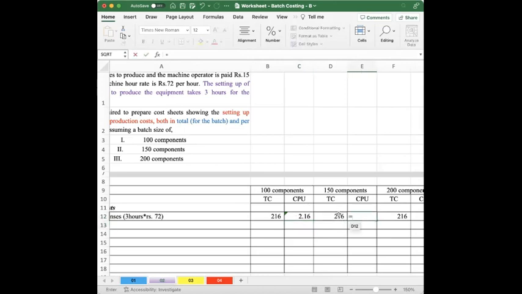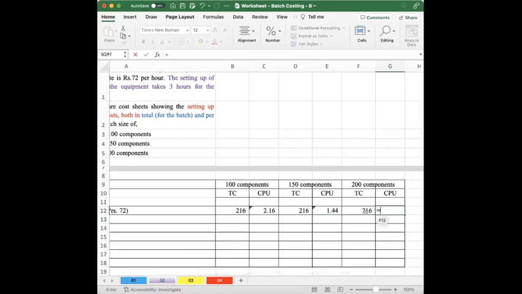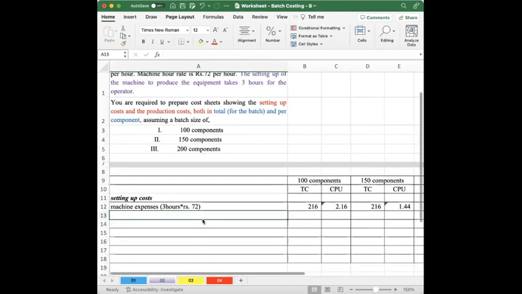Again, total cost will be 216. Then there will be 150 components, so the cost per unit will be 1.44. Again, total cost will be 216 divided by the number of units, 1.08. Now next, we have to find out machine operator wages.